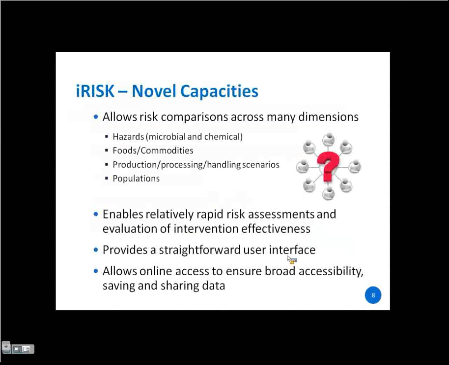For example, iRISK structure allows comparisons across many dimensions, including different hazards, both chemical and microbial, different foods or categories of foods, and different production, processing, and handling events at any or all points in the food supply system, including the farm, processing, manufacturing, retail, or the home. It also allows comparison of different populations, such as elderly, pregnant women, or the immune-compromised.